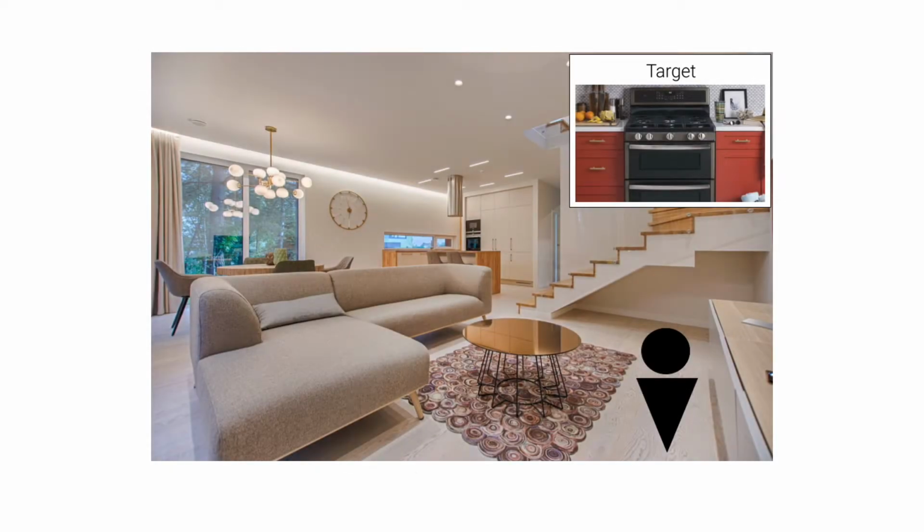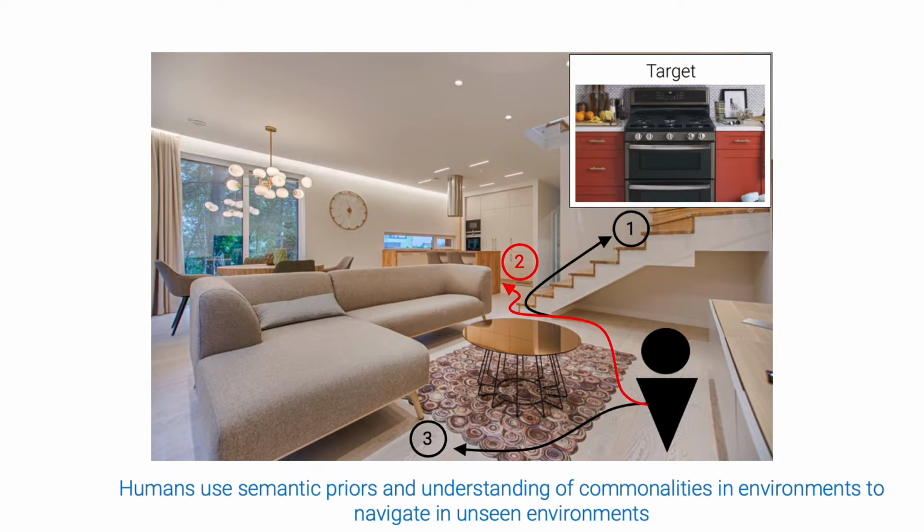Imagine the scenario where you go to your friend's house for the first time and they ask you to go check on something on the stove. You don't know where the stove is, but looking at this house, we can imagine there are 3 possible paths to take to find the stove. Using the semantic priors we have from our previous experiences and observations in a variety of houses, we know the stove will be in the kitchen and we should take the path likely to get us to the kitchen, which in this scenario is path number 2.